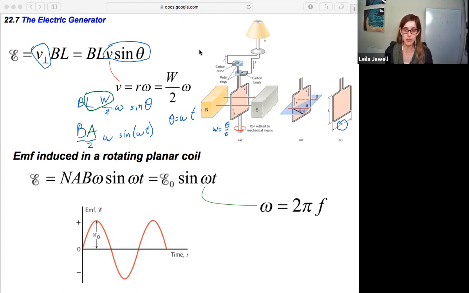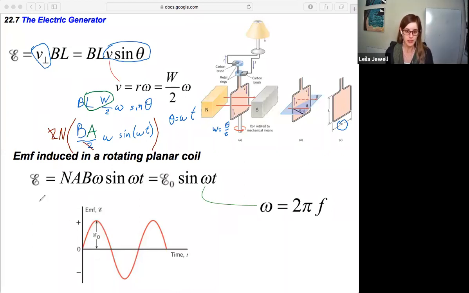But remember, the loop is more than just one half. There are two halves to it, so we need to multiply all of this times 2. And then, to be more general, we assumed that there is just one turn, but there could be many turns. There could be N turns, so we multiply by N as well. Write that a little clearer. There we go. So the 2's cancel out.